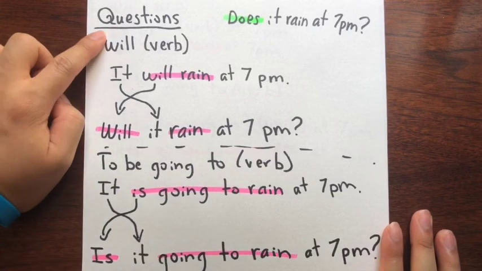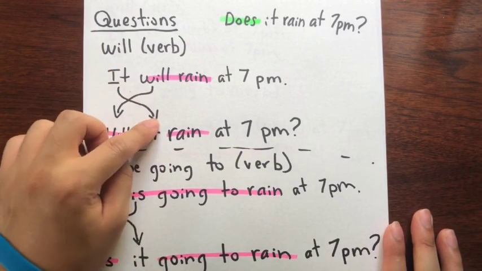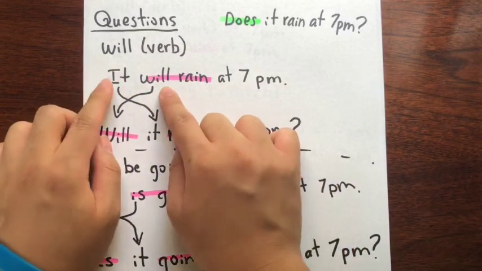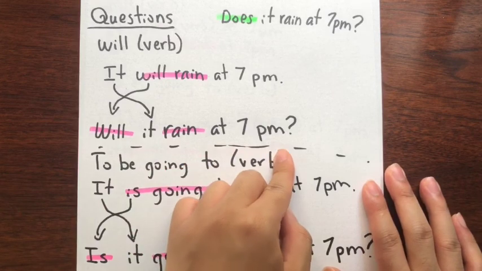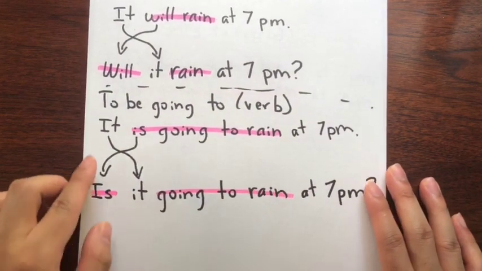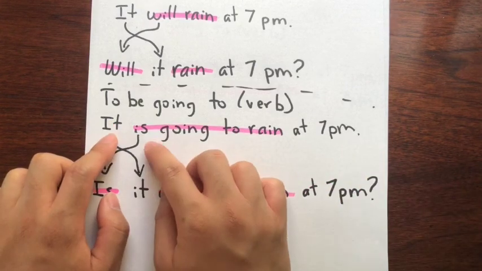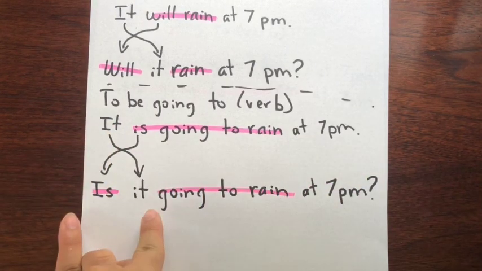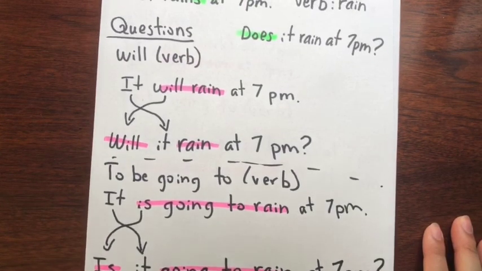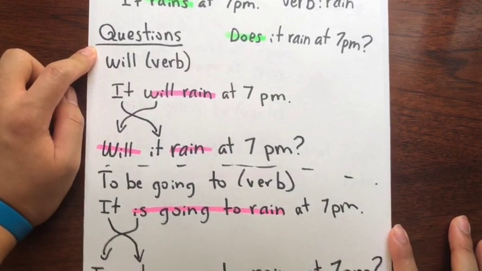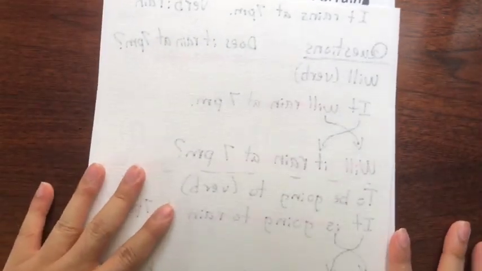So this is for questions. We switch it and will. So instead of it will, we say will it? Will it rain at 7 p.m.? It is going to rain at 7 p.m. We switch it and is. We say, is it going to rain at 7 p.m.? So that's how we write questions. Let's do one more for practice.